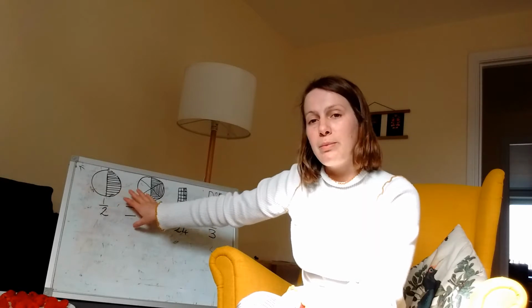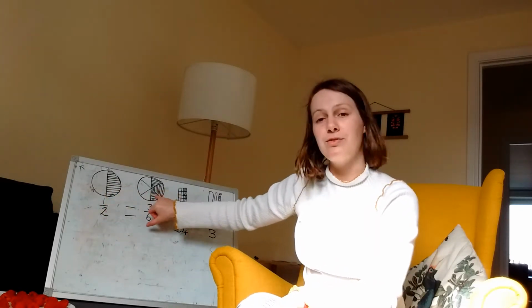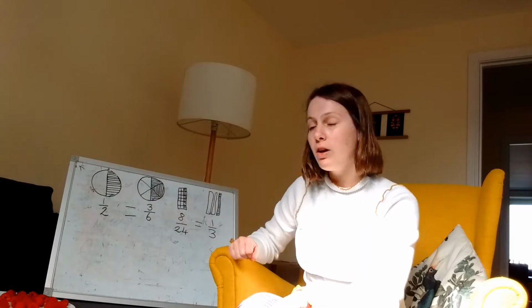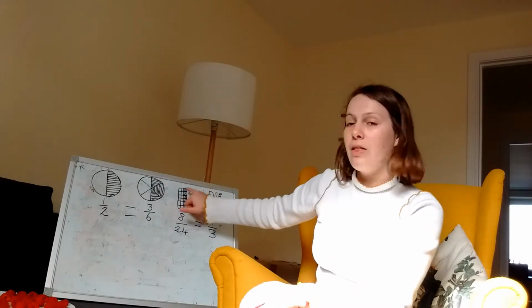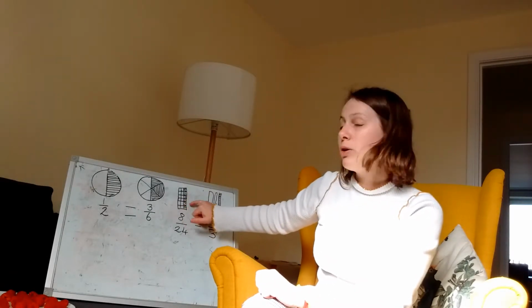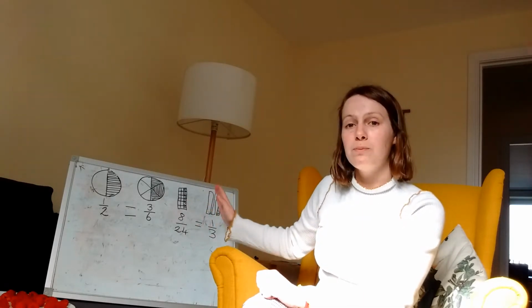Remember my pizza, where we learnt that 1/2 was the same as 3/6, those fractions are equivalent, and we learnt that 8/24 was equivalent to 1/3, so the bar of chocolate was broken up into 24 squares and 8 of those was the same as one column.